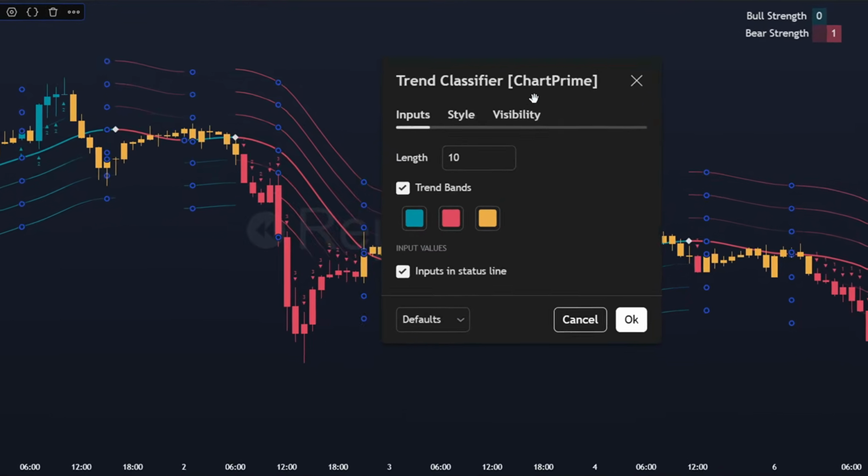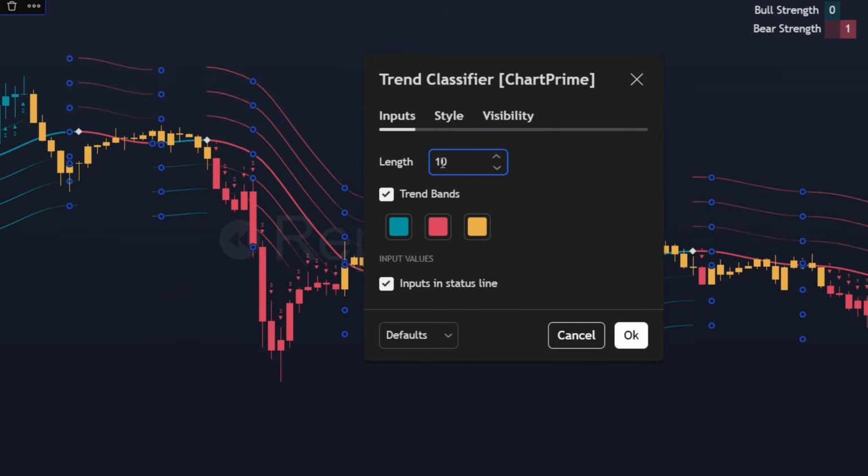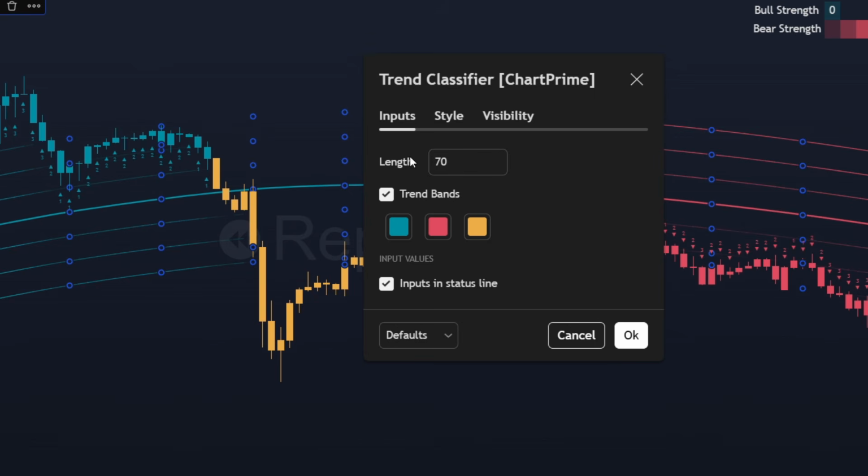The main setting is called length. This adjusts how sensitive the indicator is to price movements. If you're a short-term trader, scalping or trading on the 5-minute or 15-minute chart, you can reduce the length to make the indicator more responsive. This gives you faster trend signals. But if you're swing trading on the 1-hour, 4-hour, or daily chart, you'll want to increase the length to smooth things out and focus on bigger, cleaner moves.